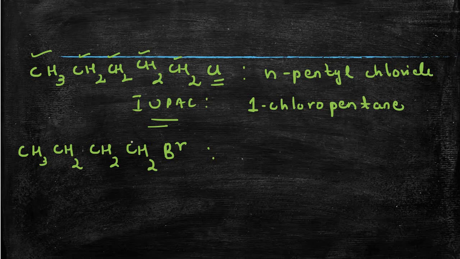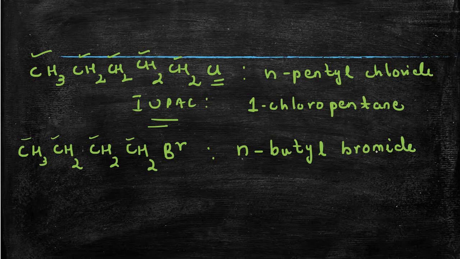So let us consider one more example. Here you can see, what is the common name? How many carbon atoms are there? 1, 2, 3, 4, and it is a long unbranched chain. So it will be n-butyl. What is our halogen here? It is Br. So its common name will be n-butyl bromide.